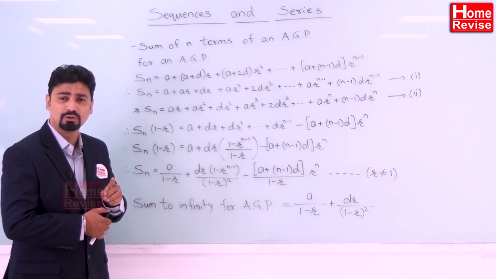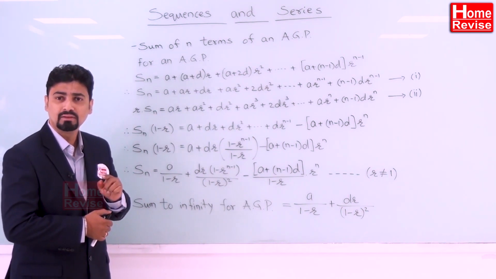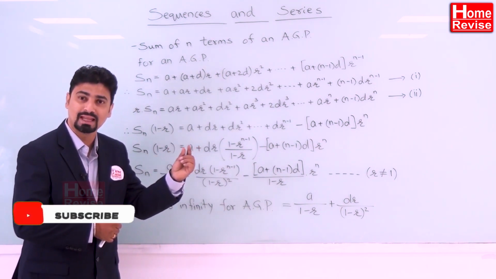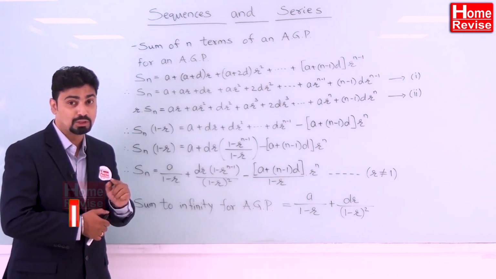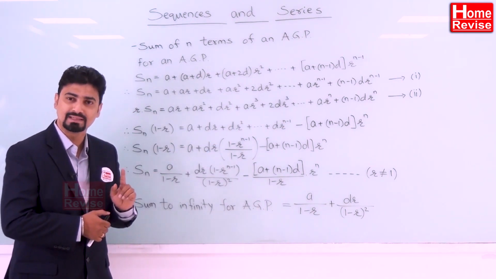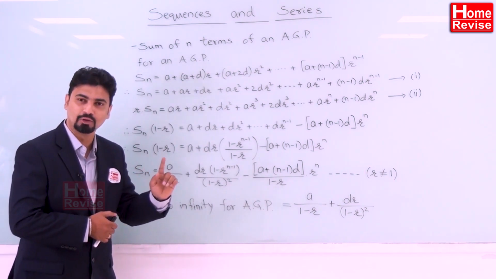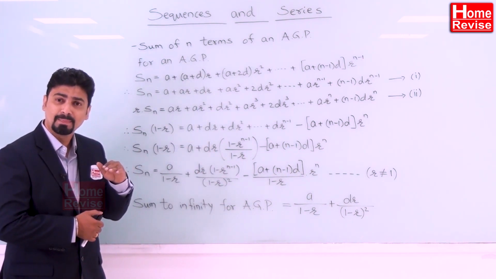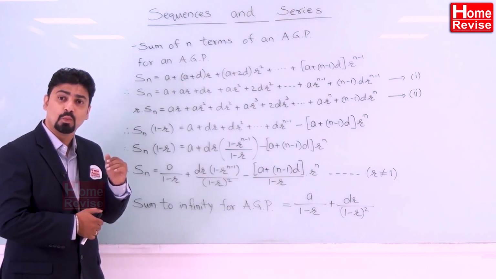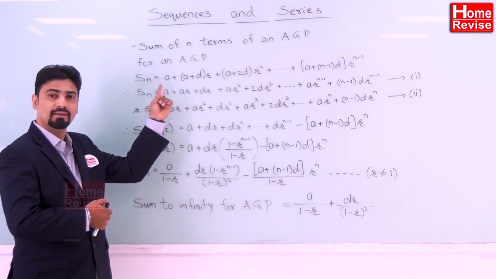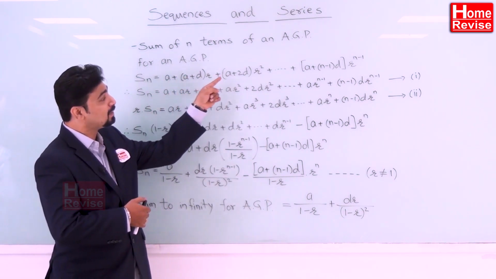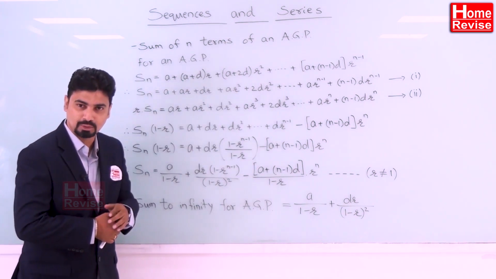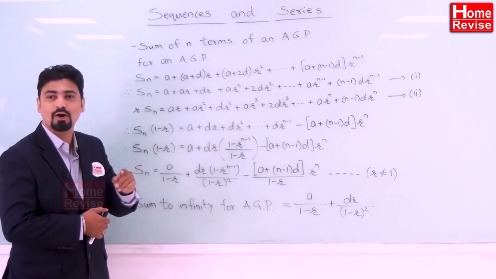We had found out the terms of an AGP when the AP was a plus d, a plus 2d, and so on till a plus (n minus 1) into d, and the GP was 1, r, r square, r cube, so on till r raised to n minus 1. And when we multiplied the corresponding terms of AP and GP, we got our AGP as (a plus d) into r, (a plus 2d) into r square, (a plus (n minus 1)d) into r raised to n minus 1. And now we are finding the sum of all these terms.